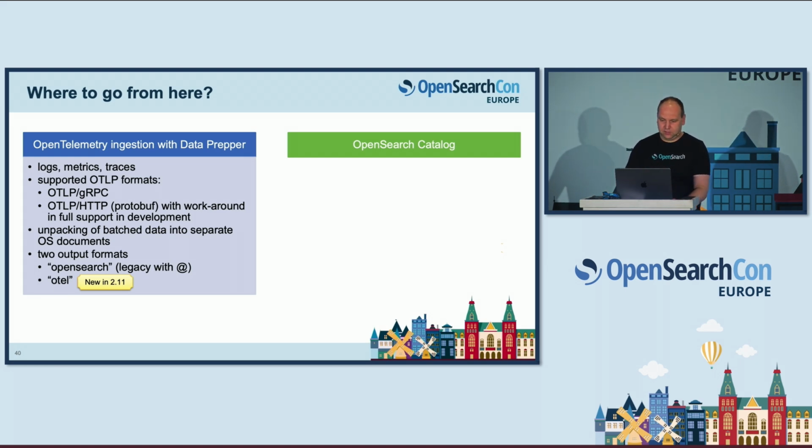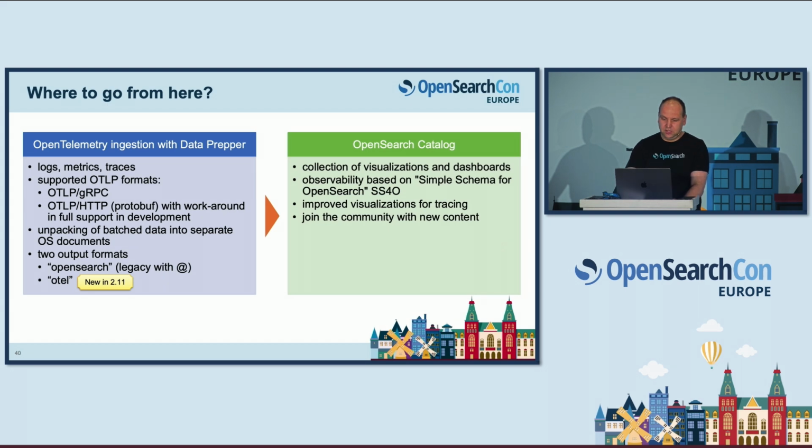That means we can now go through the OpenSearch Catalog, which is actually a collection of visualizations and dashboards based on the simple schema for OpenSearch that we now create with Data Prepper. So we can use, for example, the improved visualizations for tracing that are already present in the catalog, which address long traces much better than the observability plugin in OpenSearch that we currently have.